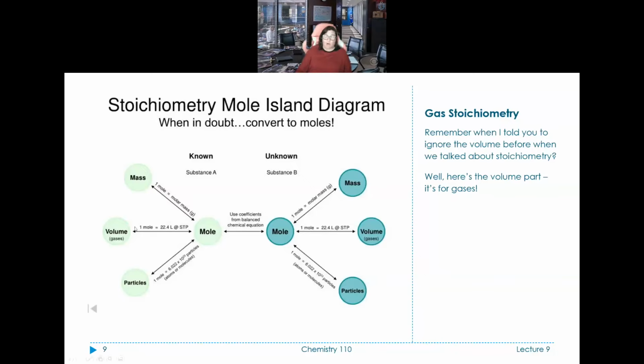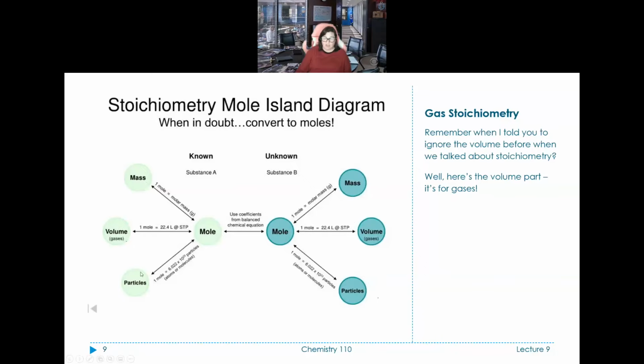So I said before, when I presented this the first time, that we were going to ignore the volume, which is related to gases. This part right here is now coming into play. So we know that we can go from the volume of a gas. 1 mole is 22.4 liters. We can use that to get from volume to moles, from moles of A to moles of B, and then from the moles of B to the volume, to the mass, to the particles. And the same is true over here.